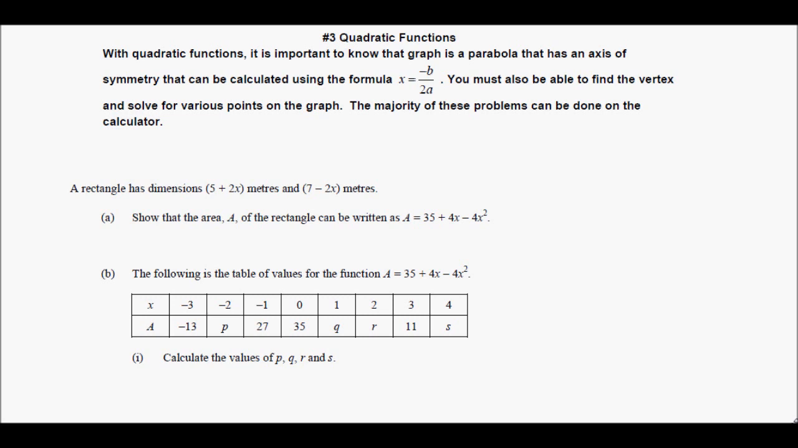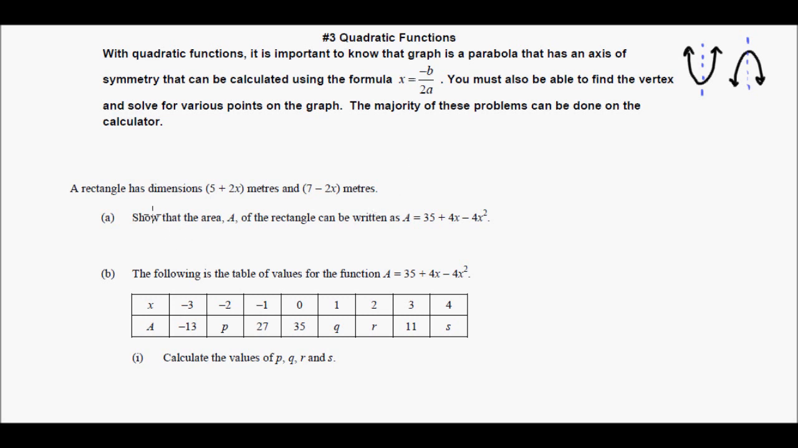All right, in section number 3, I'm going to go over quadratic functions. With quadratic functions, it's important to know that the graph is a parabola, so it looks like a U. It's either going to be like that, or if there's a negative in front of the x squared, it's going to be like that. It has an axis of symmetry, so it's symmetrical, and the axis of symmetry goes through the middle. The bottom is a minimum, and it's the vertex, and the top is a maximum vertex. You must also be able to find the vertex and solve for various points on the graph. The majority of these problems can be done on the calculator.